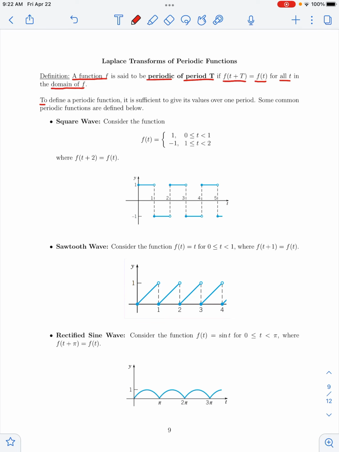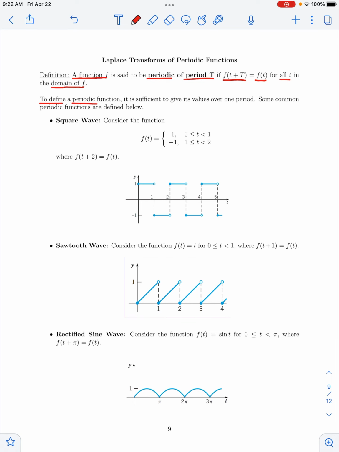So in order to define a periodic function, we know that it is sufficient to give its values over a single period. And then because it's periodic, those values given over one period are just repeated for all values in the domain of that function. Now, some other common periodic functions are described here. I've given a few common ones.